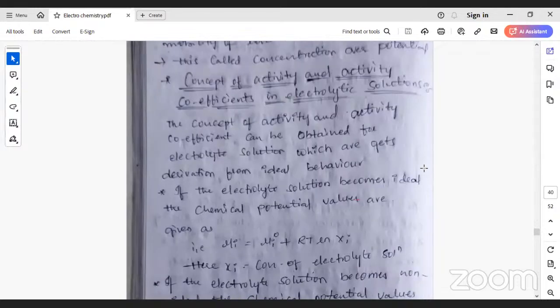Some small concept will be there: the concept of activity and activity coefficients.